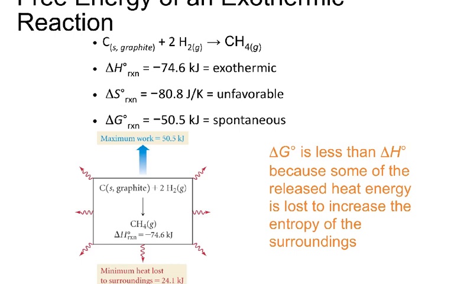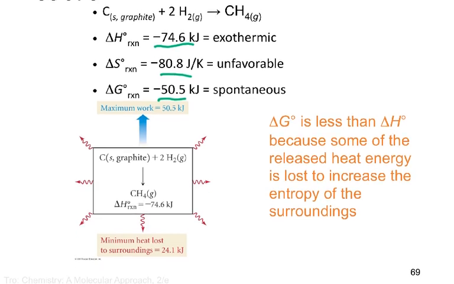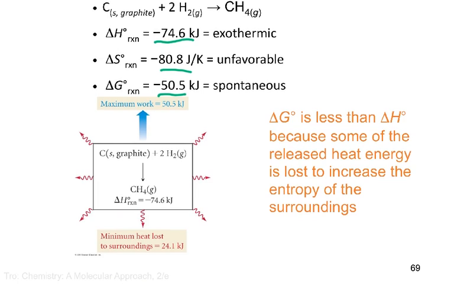So here's an example. If we combine graphite and hydrogen to make methane, the delta H is negative 74.6 kilojoules. It's exothermic, but it's unfavorable in terms of entropy because you're going from 2 molecules of gas to 1. But it is spontaneous, so the maximum amount of work that can be taken out of this process is 50.5 kilojoules. You're going to lose at minimum 24.1 kilojoules to the surroundings in order to make the reaction happen.